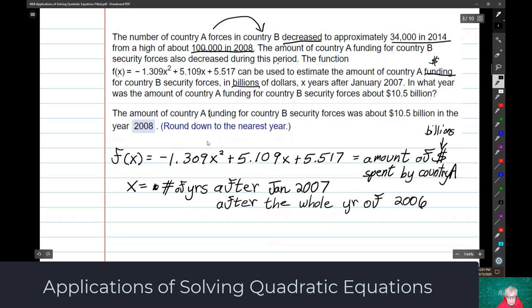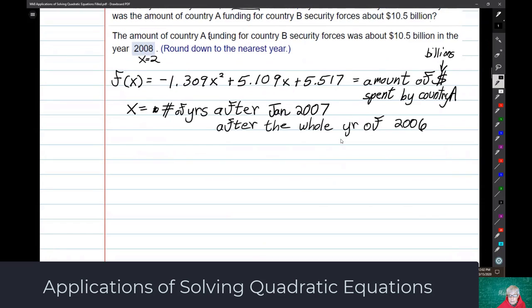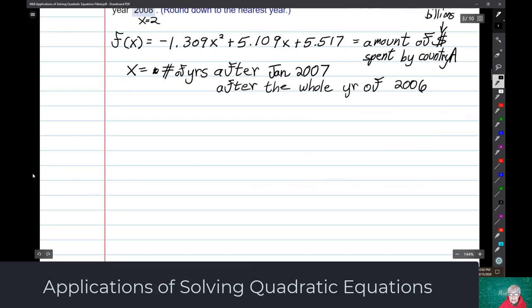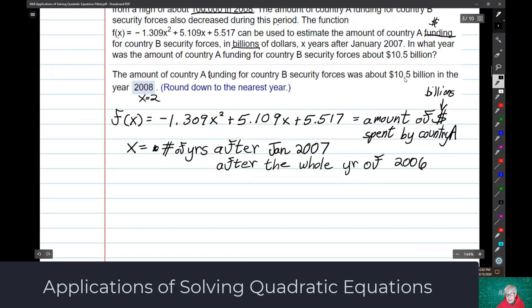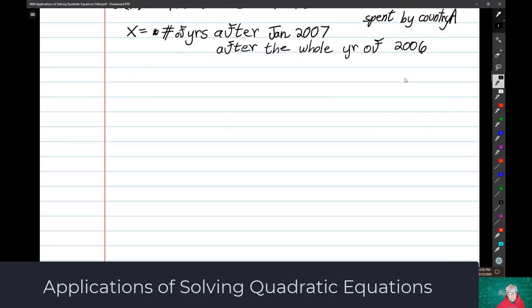Okay. So, all right, now, the amount of country A funding for country B security forces was about 10.5 billion in the year what? So that means if this is after 2007, x would equal 1, but I suspect it would be x equals 2. Let's see what we get to make sense of their answer. It'll make sense if we go years after 2006. Okay, so in place of f of x, we're going to put 10.5 because it's understood that that's billions.